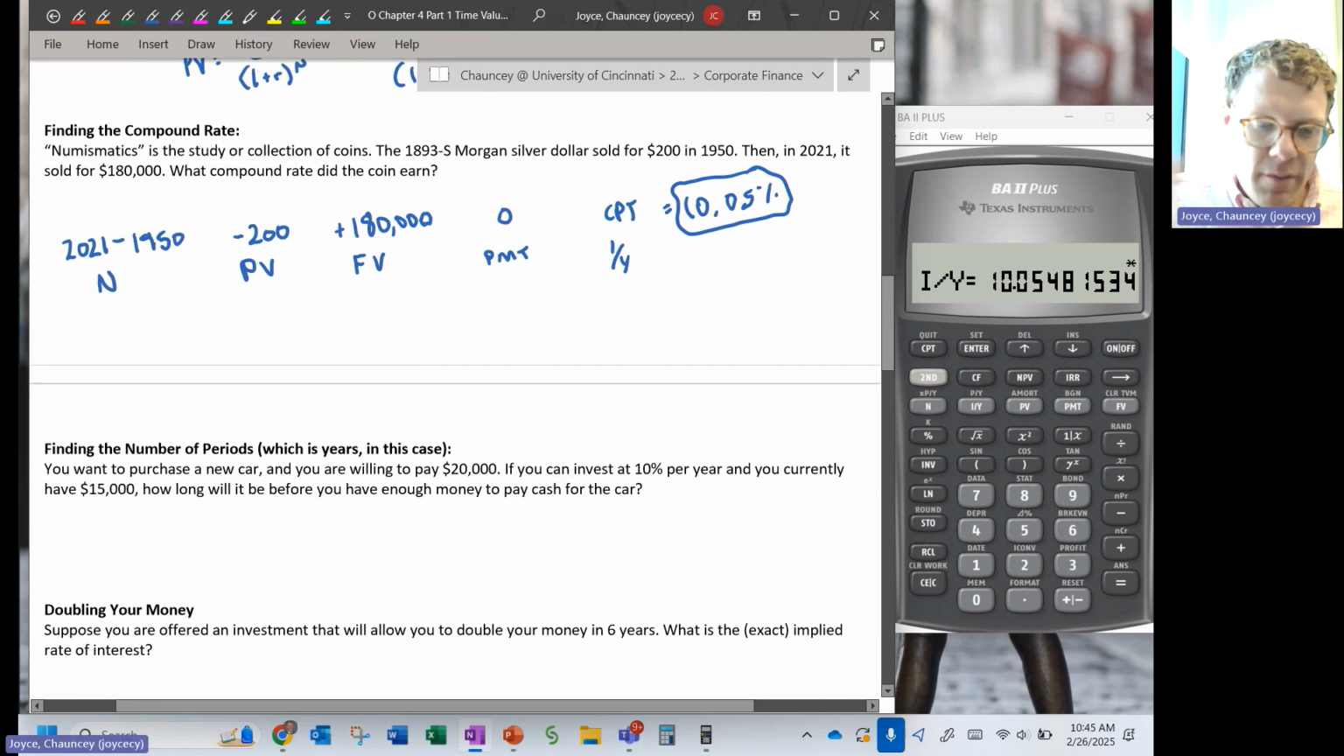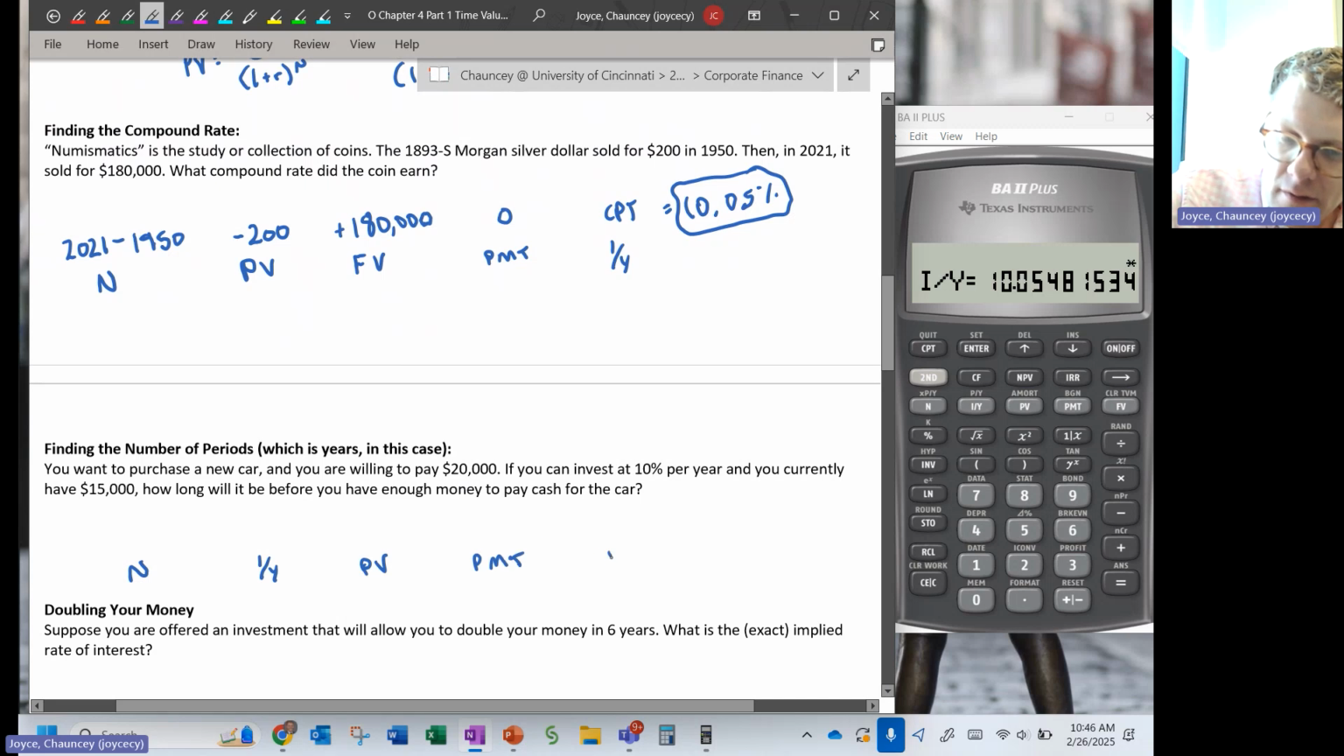Now we'll find the number of periods. Again, I like to use the financial calculator on these. It just makes it a little bit easier as opposed to dealing with some fractions in the exponent or natural logs. So in this case, I'll just write the 5 variables on our financial calculator: N, IY, PV, payment, and future value.